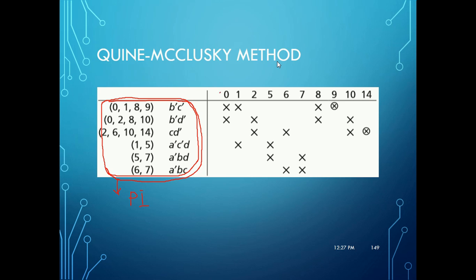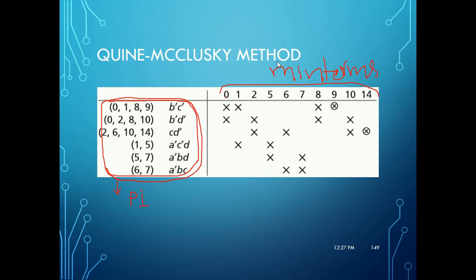The next thing is, here we are going to write the min terms. Which are the min terms in the problem? The min terms were 0, 1, 2, 5, 6, 7, 8, 9, 10, 14.